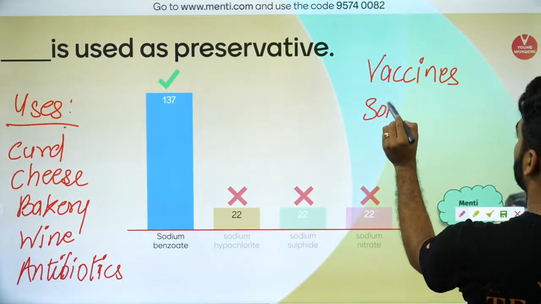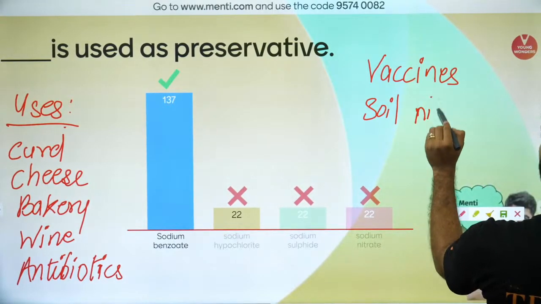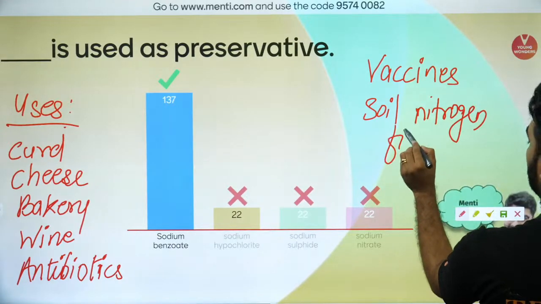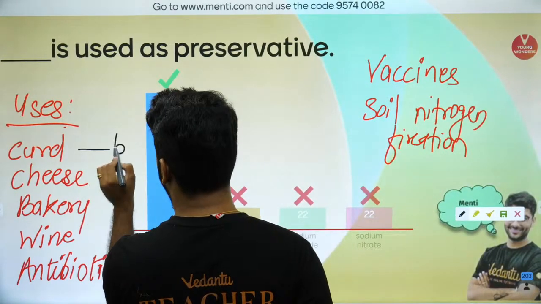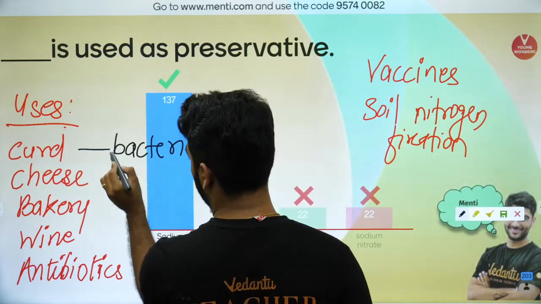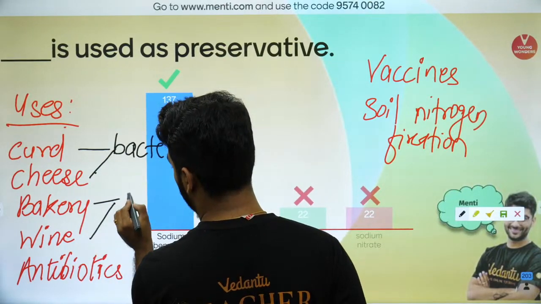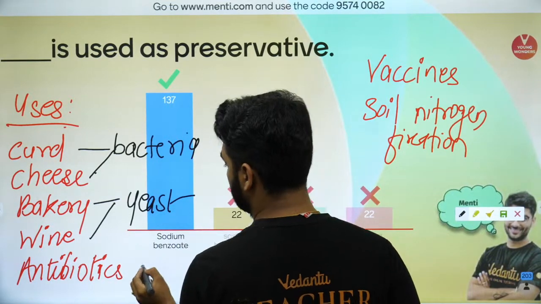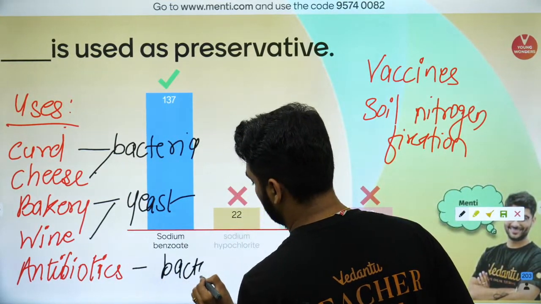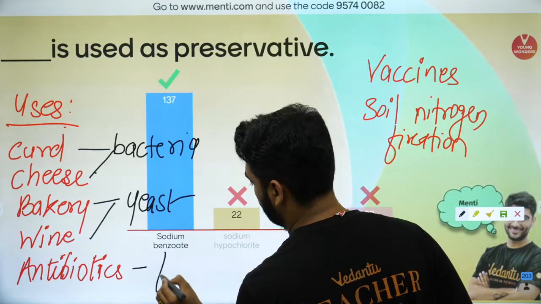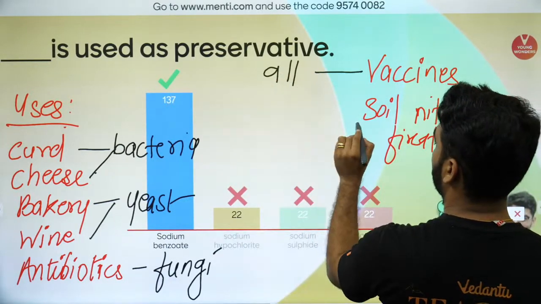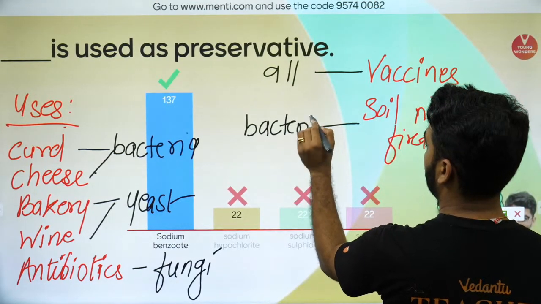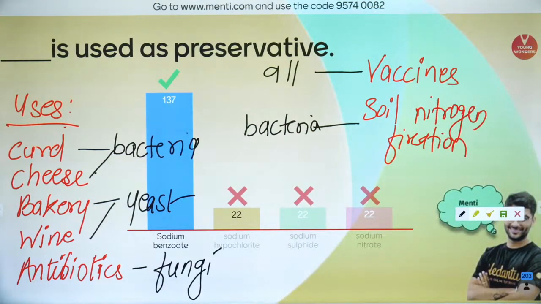And they're used in soil nitrogen fixation. Here you use bacteria. Yeast. Okay Charvi, got it? Use of microorganisms, done.